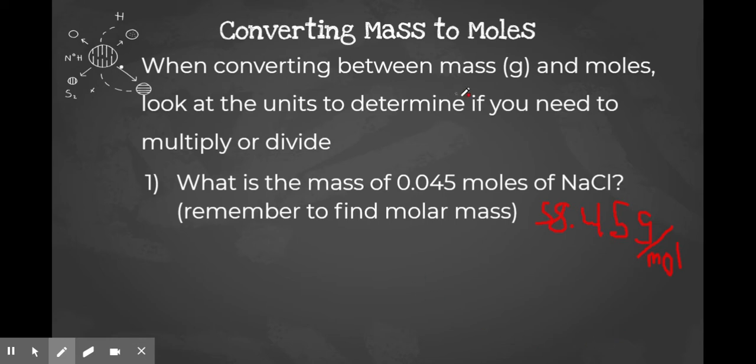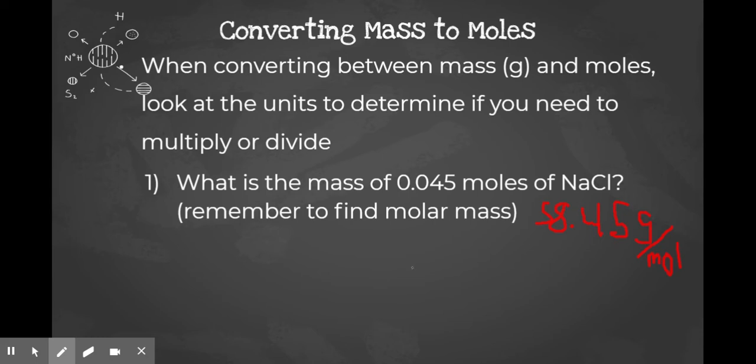Then the next step is we have moles. Remember, the next step is to look at the units to determine if you need to multiply or divide. We have moles. We need to get to grams. So in order to get to grams, we are going to multiply 0.045 times 58.45. That will get us to grams. So the moles will cancel out because numerator, denominator. But that is what we need to do, is to multiply.